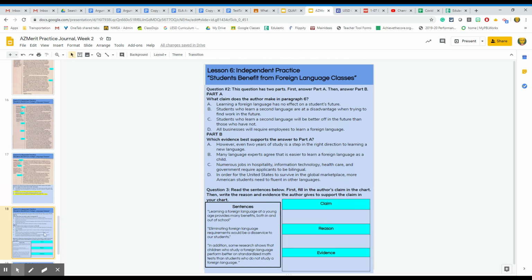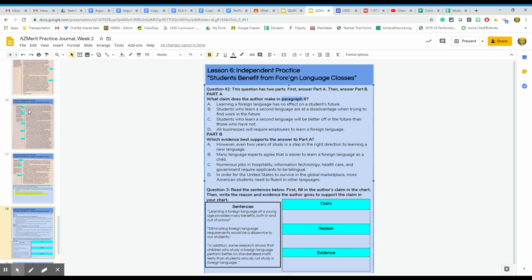Okay, moving down to question 2. This question has 2 parts. First, answer part A, then answer part B. Part A, what claim does the author make in paragraph 6? A. Learning a foreign language has no effect on a student's future. B. Students who learn a second language are at a disadvantage when trying to find work in the future. C. Students who learn a second language will be better off in the future than those who have not. Or D. All businesses will require employees to learn a foreign language.